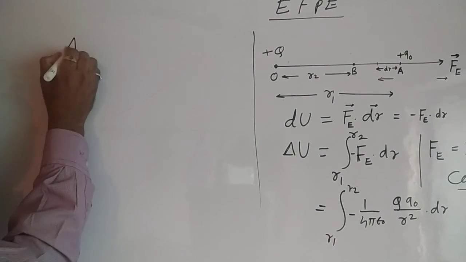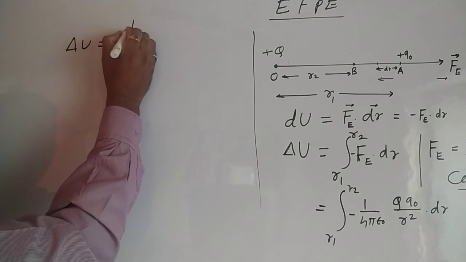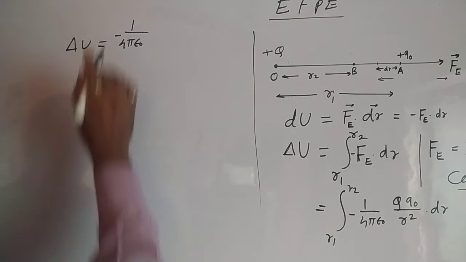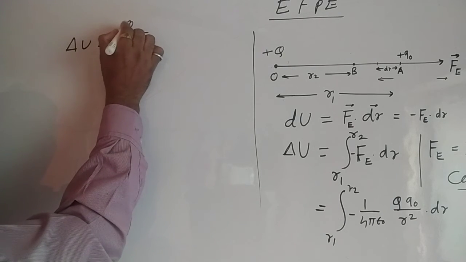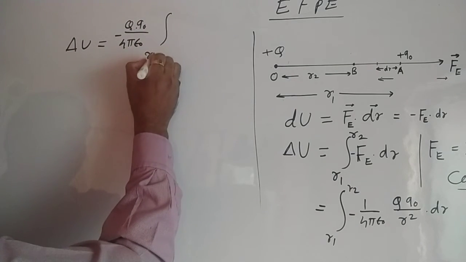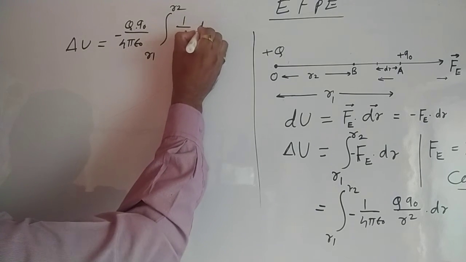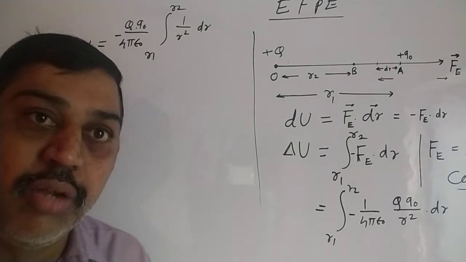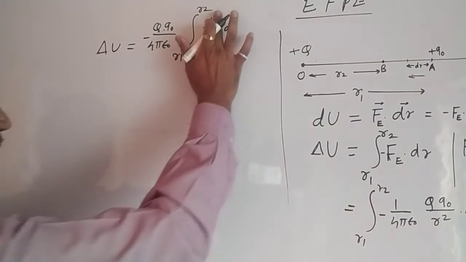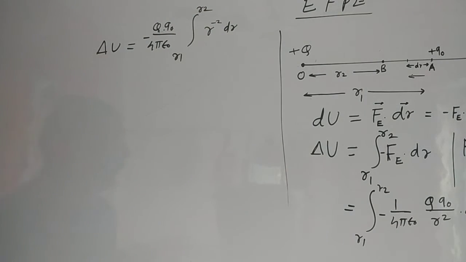So you can write here delta U equal to minus 1 divided by 4 pi epsilon 0, Q into Q0, which do not depend on R, also taken outside. The minus sign, integration from R1 to R2. What is remaining? 1 by R square dr. 1 by R square, moving it to the numerator, comes to be R to the power minus 2. So 1 by R square means R to the power minus 2.